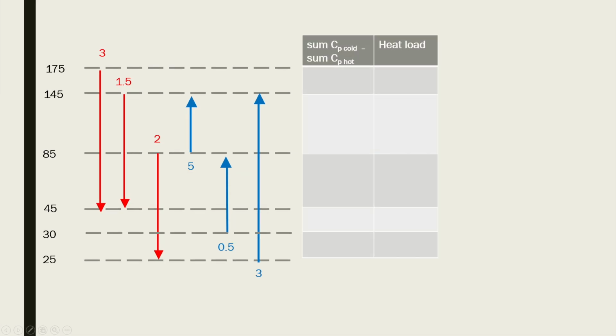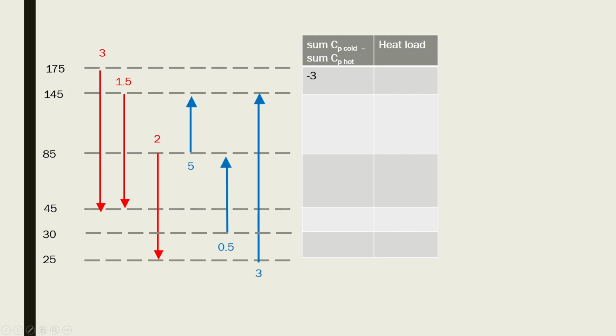So we are going to sum all the CP cold, then subtract the summation of the CP hot. In the first region, from 175 down to 145, we only have one hot stream. So the summation of the CP cold is 0, minus 3, which is the summation of the hot streams, and we get minus 3.